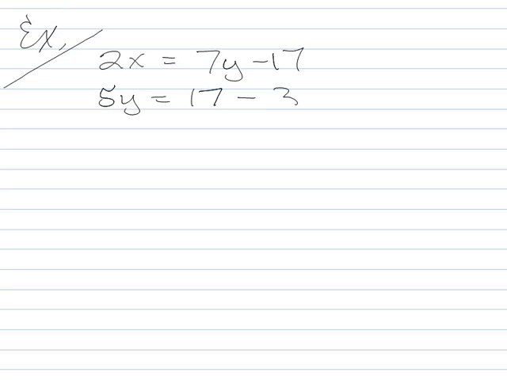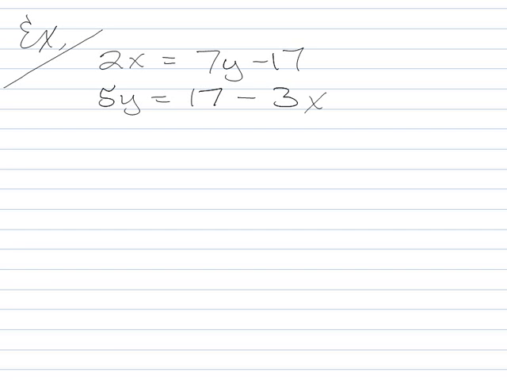I just wanted to walk you through a couple more examples because we've been doing problems that have really pretty answers, and they're not always pretty. So say we had a problem like this. Say 2x equals 7y minus 17, and 5y equals 17 minus 3x. So you know from the get-go this guy's going to be trouble, right? So what's our first step when we're trying to solve this, say with substitution?